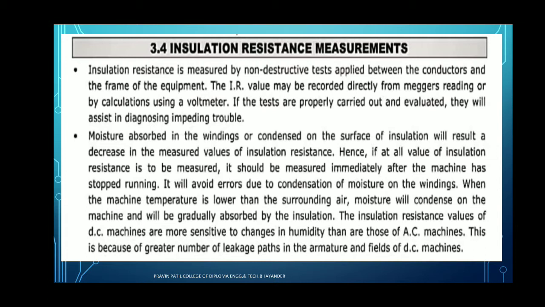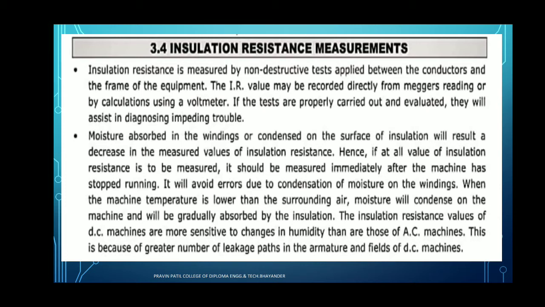If the test is properly carried out and evaluated, then it will assist in diagnosing the insulation with the measuring devices. And meggers are useful for measurement of the insulation resistance, as high insulation resistance is measured with the help of the megger.